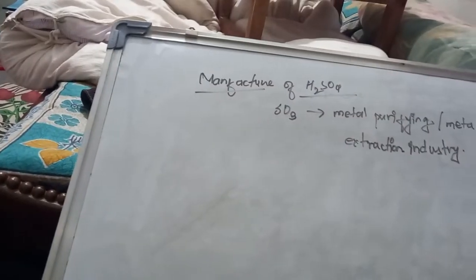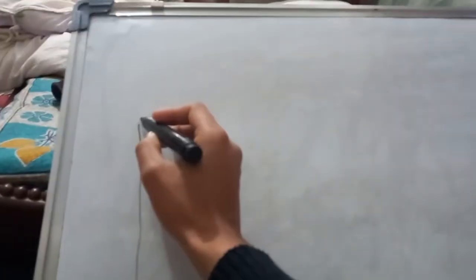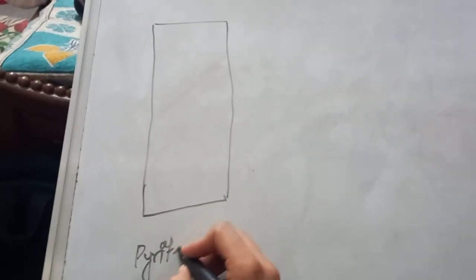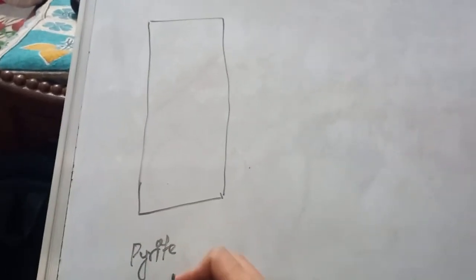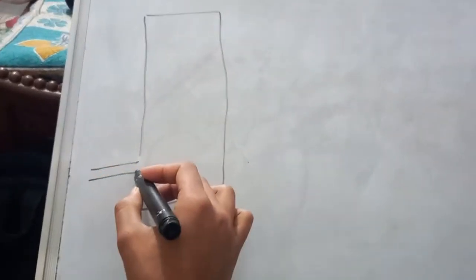Firstly, we have to write the important things that we have to make. We have to make the flow diagram of the manufacture of H2SO4. Firstly, we have one chamber. We call it the pyrite chamber. Here, firstly, the SO2 is passed.